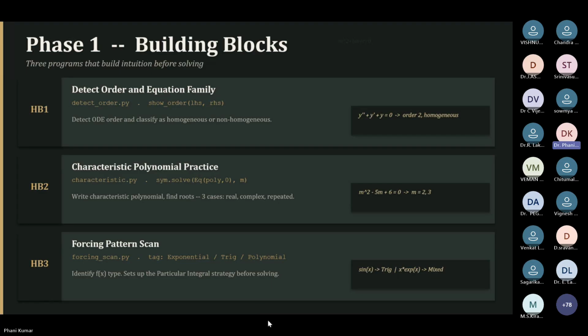The third part is to find the complementary function. We also find the particular integral when it is a non-homogeneous case, where the right side function is called the forcing function, right? We are going to see these three in the next few minutes by using programming. Okay, we'll see one by one.